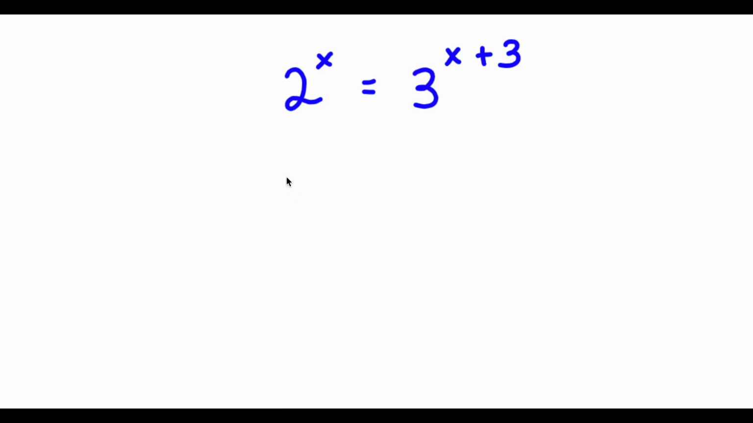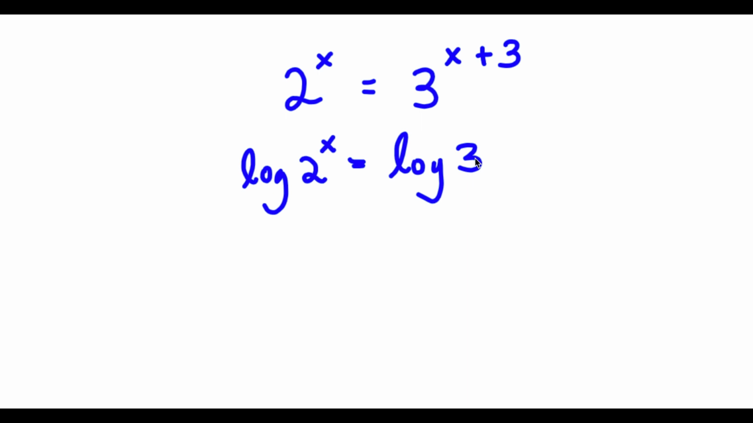Alright, so in this problem, I have 2 to the power of x is equal to 3 to the power of x plus 3. So to solve this, I'm going to first take log on both sides. So I have log 2 to the power of x is equal to log 3 to the power of x plus 3.